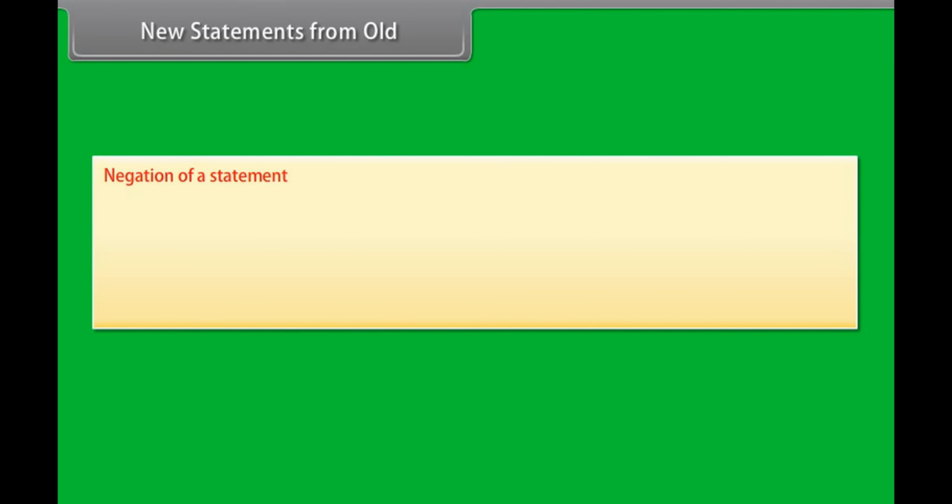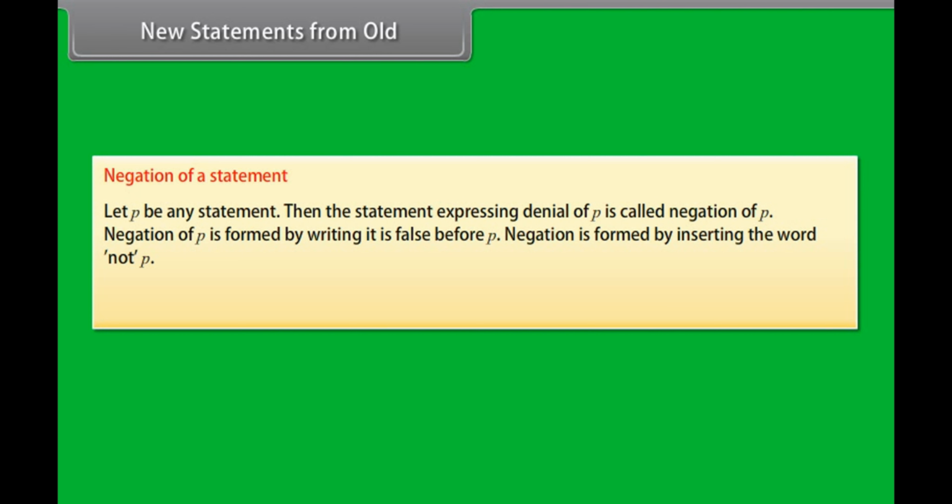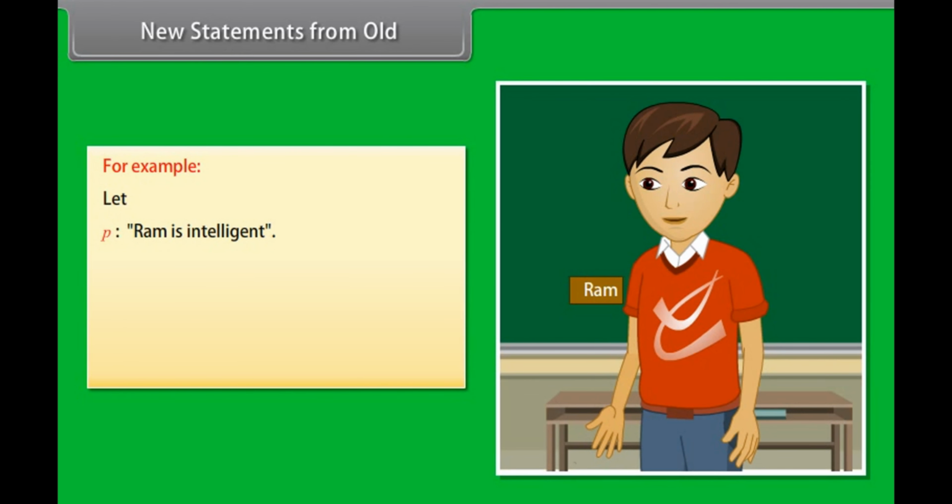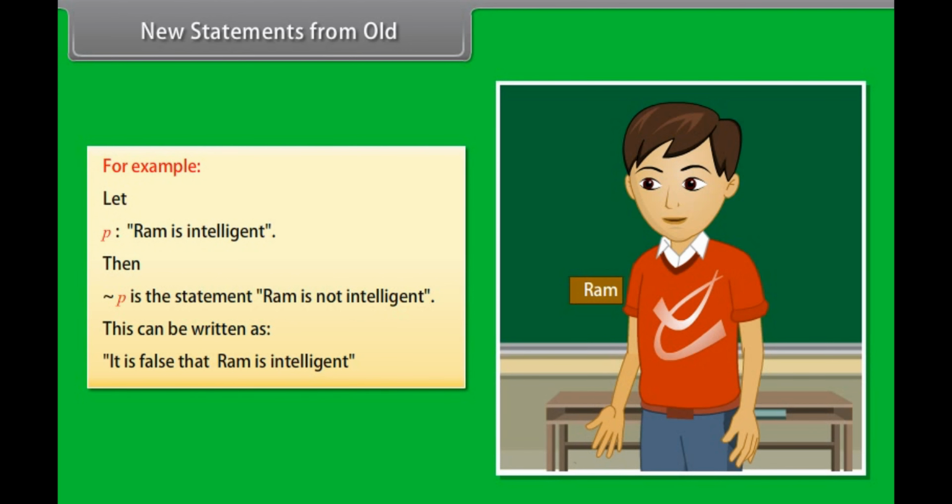New statements from old. Negation of a statement. Let P be any statement. Then the statement expressing denial of P is called negation of P. Negation of P is formed by writing "it is false" before P. Negation is formed by inserting the word "not". Negation of statement P is denoted as "not P." For example, let P be the statement Ram is intelligent. Then "not P" is the statement Ram is not intelligent, or it is false that Ram is intelligent.